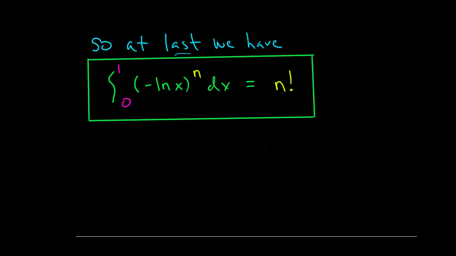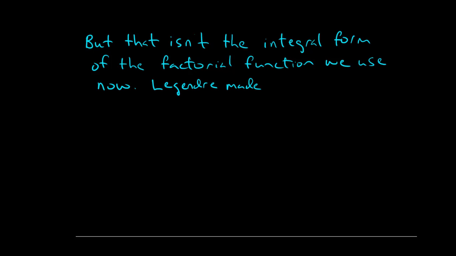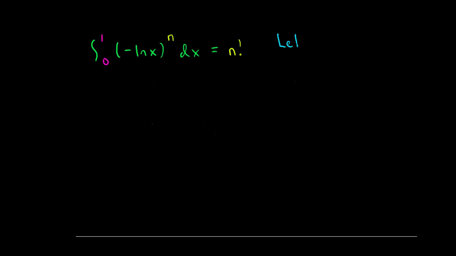And that's pretty much where Euler left things. But that isn't actually the integral form of the factorial function that we use today. We're going to make a variable substitution here following the mathematician Legendre. And it's actually very straightforward what we're going to do. Legendre said, let's do the following. We're going to let t in this expression equal negative log of x. Then negative t equals log of x. And we can say e to the negative t equals x.